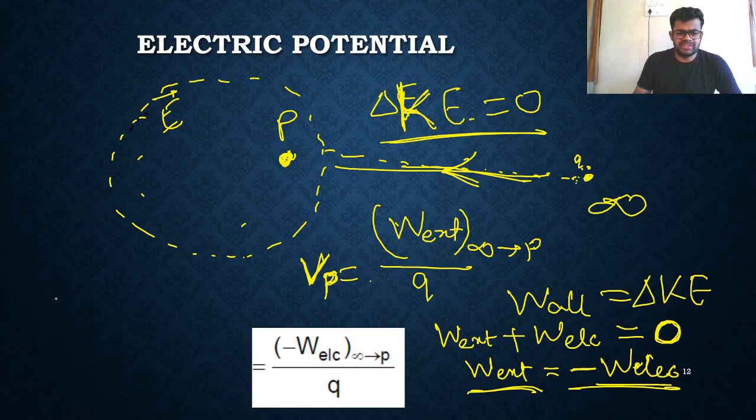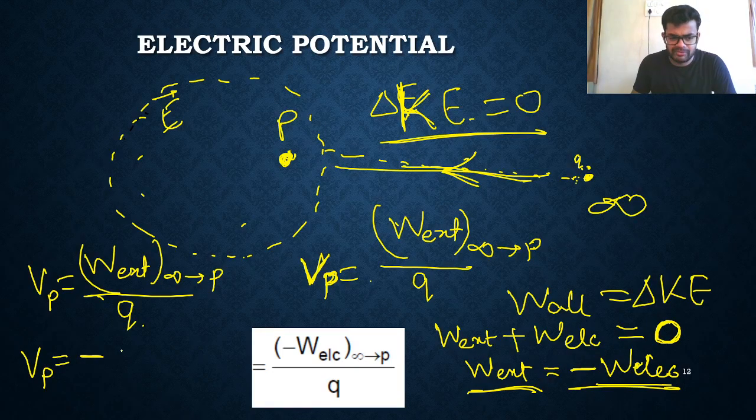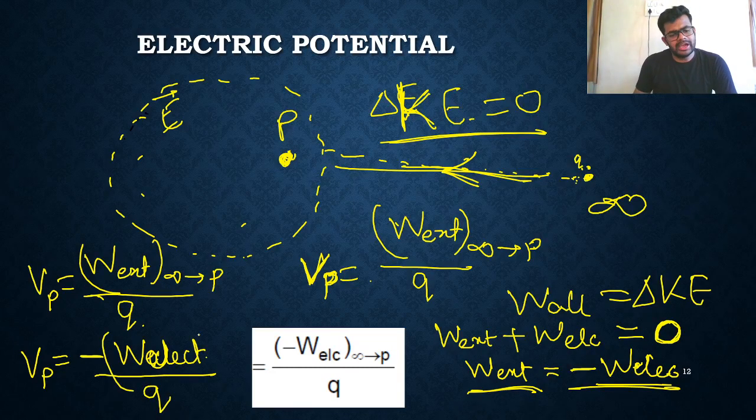Okay, so simply we can say potential at a point P is the work done by an external force in bringing a unit positive charge from infinity to point P in an electric field, so per unit charge. Similarly, I can say Vp, the potential at P, will be the negative of the work done by the electric force, divided by Q, from infinity to point P.